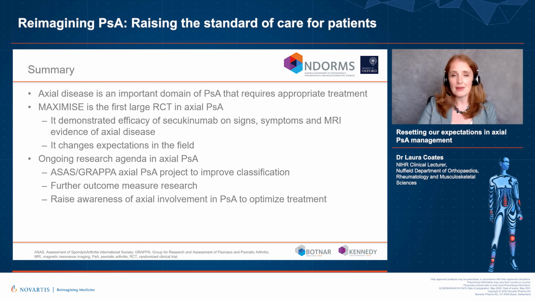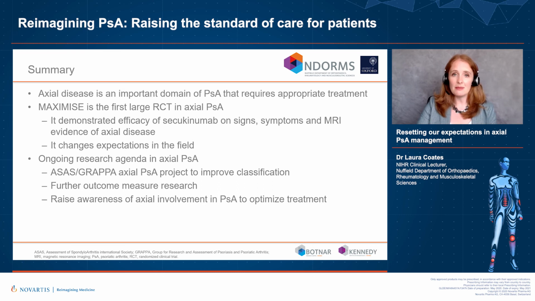The MAXIMISE study is the first large RCT specifically in axial psoriatic arthritis, testing any drug to date, and it showed that both the 150 and the 300 milligram doses of secukinumab were superior to placebo treatment. This was both with clinical outcomes like ASAS 40, but also with the MRI changes in the spine and the sacroiliac joints. I think there's still a large ongoing research agenda in axial psoriatic arthritis.